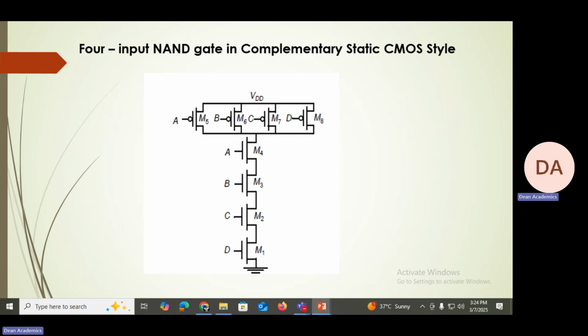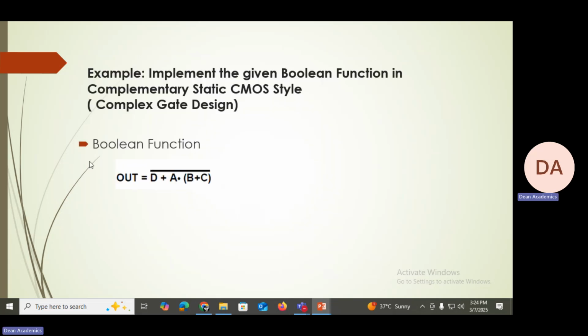Okay, now let us take a Boolean function, right? Some Boolean function which is a complex function, and try to implement with the knowledge that we have gained. Let us try to implement this Boolean function with the complementary static CMOS design style. So here if we take this function, we have output F equal to D plus A dot B plus C whole bar.